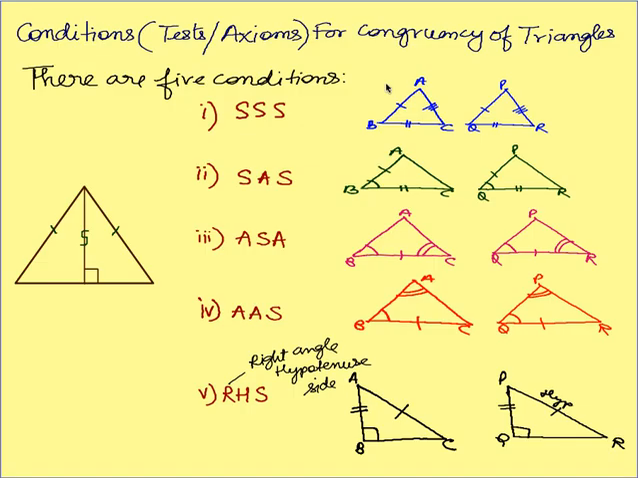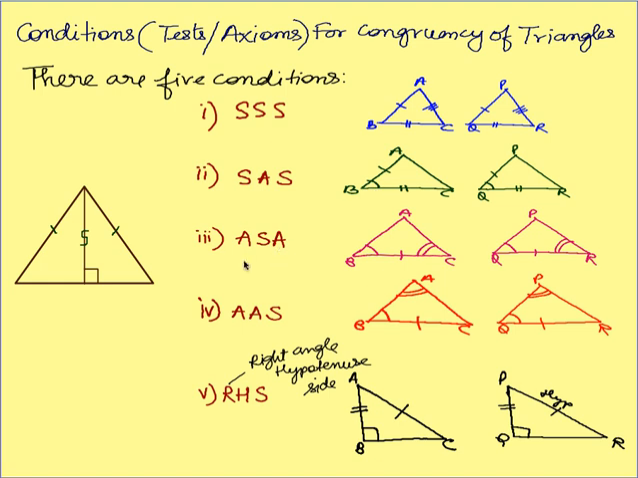Now let us talk about conditions. They are also called tests or axioms for congruency of a triangle. So there are 5. In some books they are given 4. SSS means when all 3 corresponding sides are given equal to the sides of the other triangle, then they are congruent. SAS means 2 sides and the included angle, the angle in between the 2 equal sides.